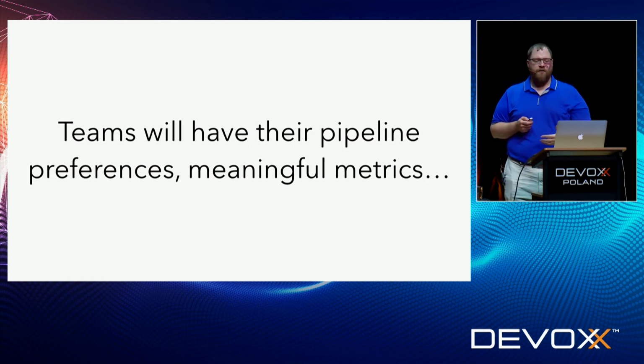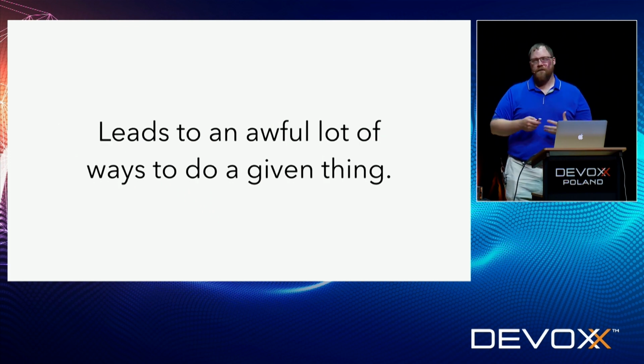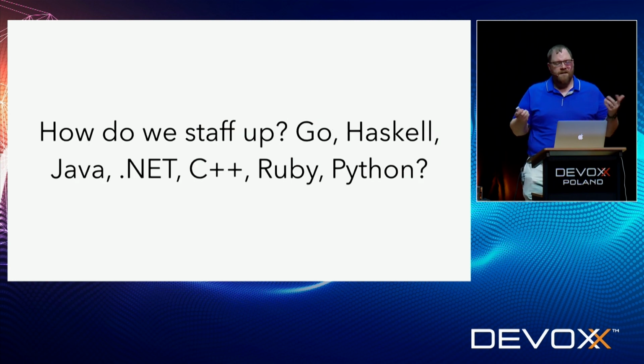And so before you know it, you have so many different ways of doing the same thing. Everybody's got their own pipeline preferences. Everyone's got their own metrics. And now there isn't just one or two or three paths, there's dozens. How do we staff up in this environment?